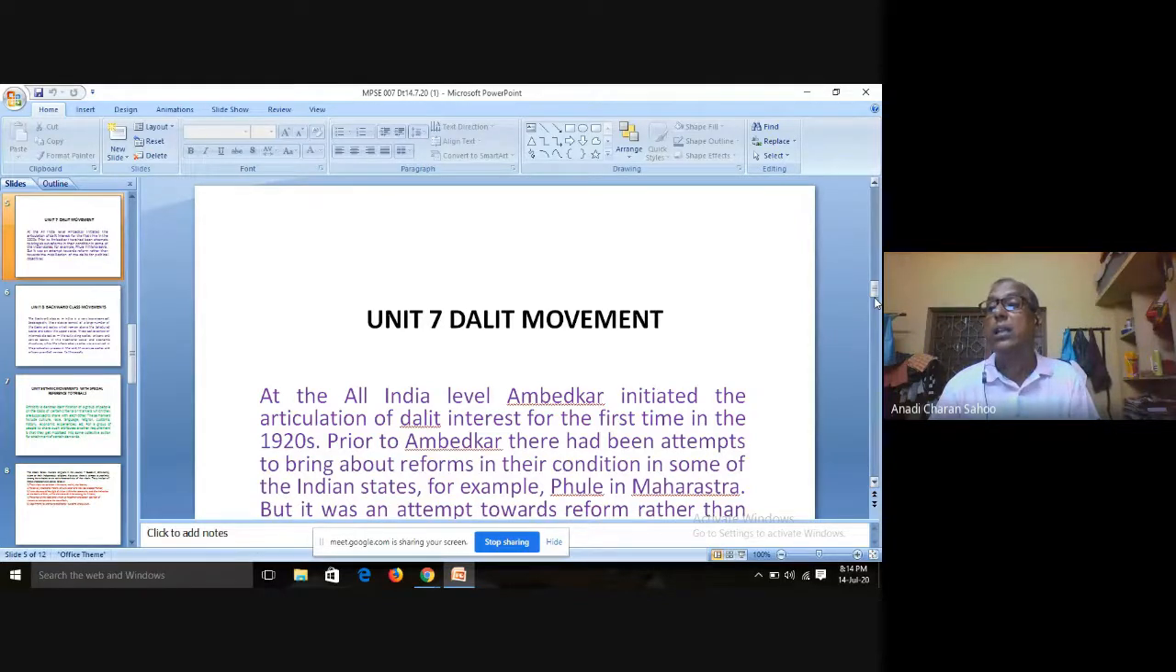And there are even some people who include scheduled caste children and other backward classes.